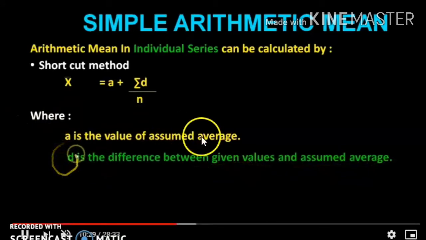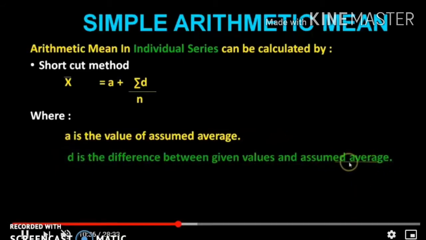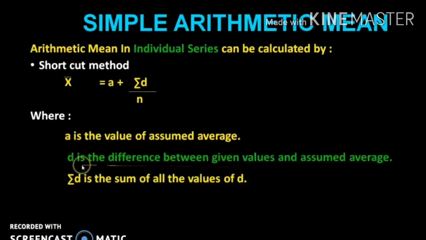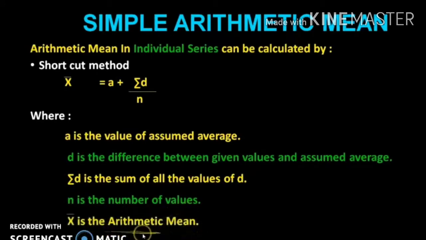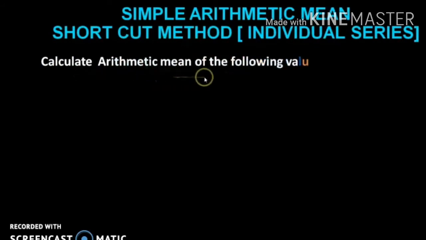So A is the assumed average and d is the difference between the given values and the assumed average. Sigma d is the sum total of the values of d, n is the number of values, and x bar is the arithmetic mean. So how will you calculate the simple arithmetic mean in the shortcut method? That is what you are going to see.